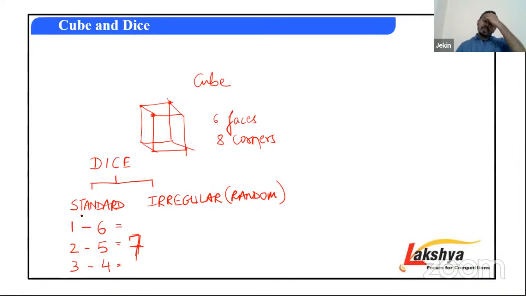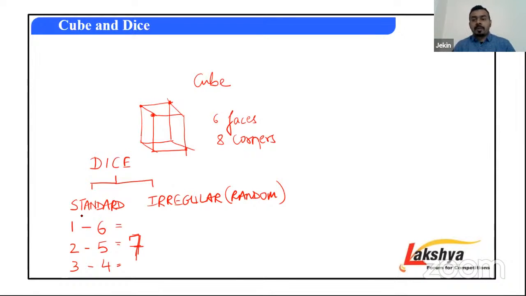All right, what you will get in the exam is questions on an irregular or random or any other dice which is not really a standard dice. So it would be some other dice. They won't say this is an irregular dice. For a standard dice they will mention this is a standard dice, else they would use it as a general dice.